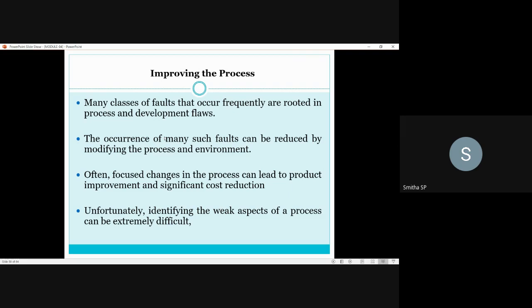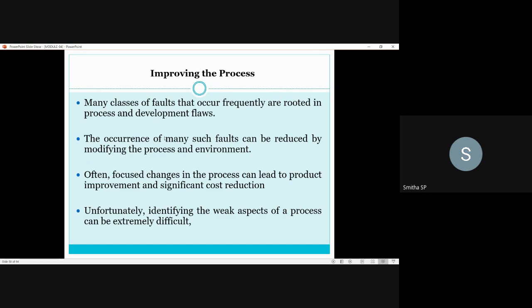So often focused changes in the process can lead to product improvement and significant cost reduction. When you make changes in the process, it can lead to product improvement. Next, you can see the significant cost reduction in that process. Whatever cost it was leading to will also be reduced, and you can also see the improvement in the product.